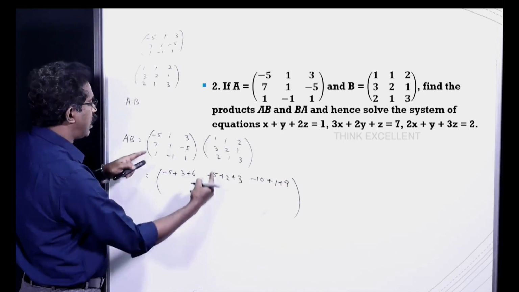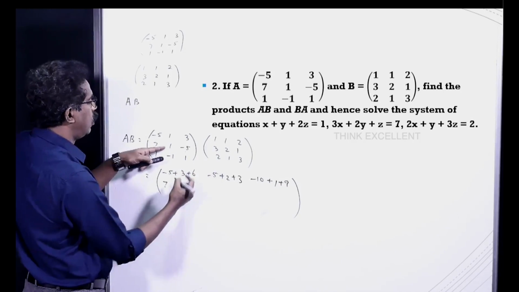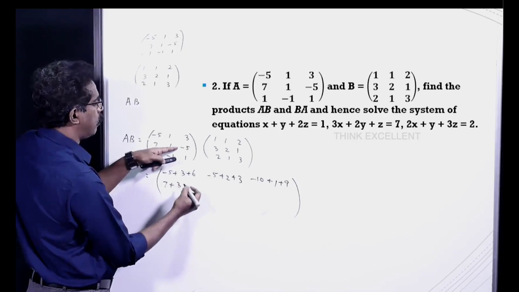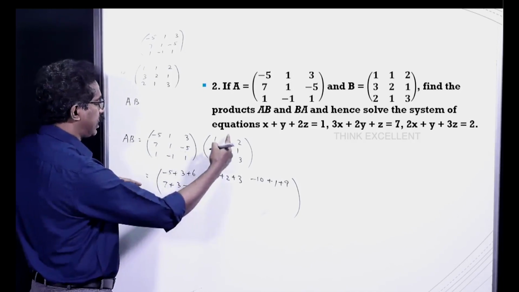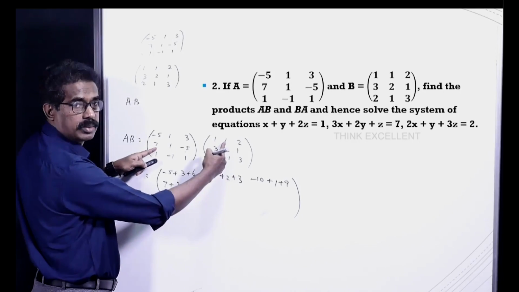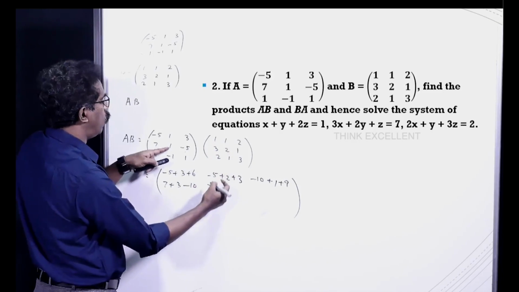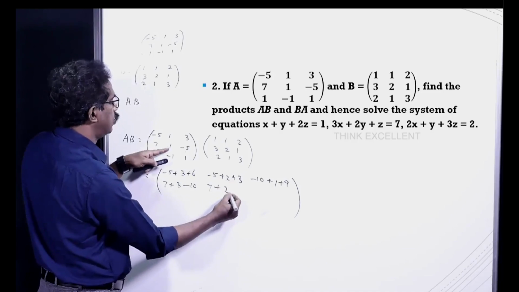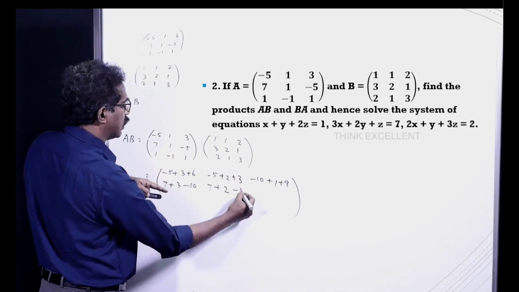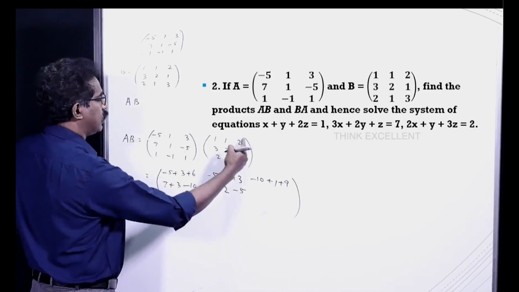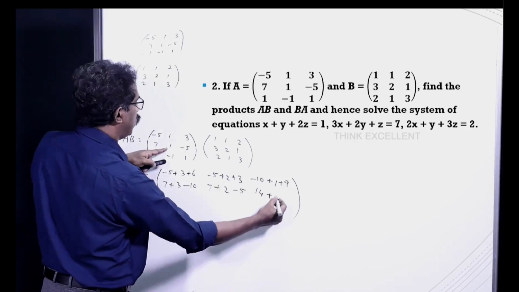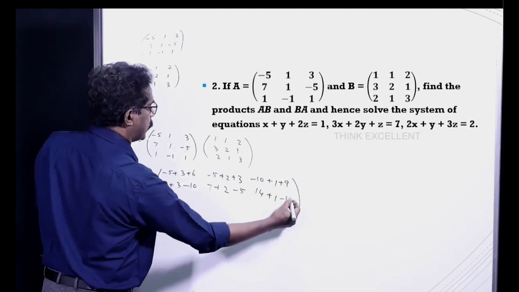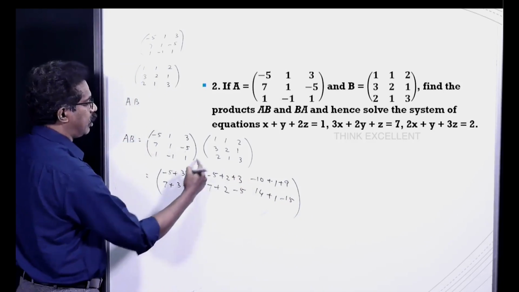Second row, first column: 7 into 1, 7. 1 into 3, 3. -5 into 2, -10. Now second row, second column: 7 into 1, 7. 1 into 2, 2. -5 into 1, -5. Now second row, third column: 7 twos are 14. 1 into 1, 1. -15. Now come to the third row, first column.